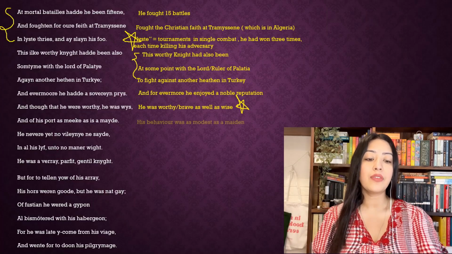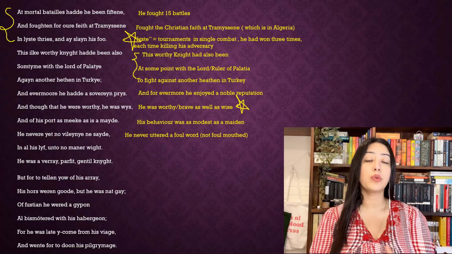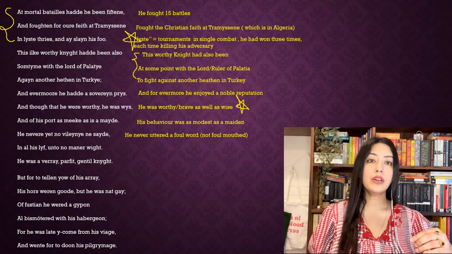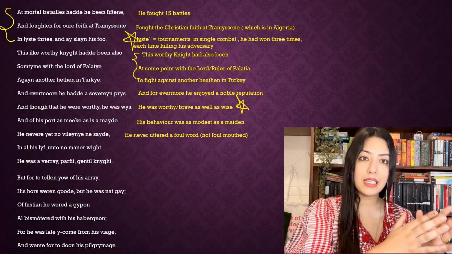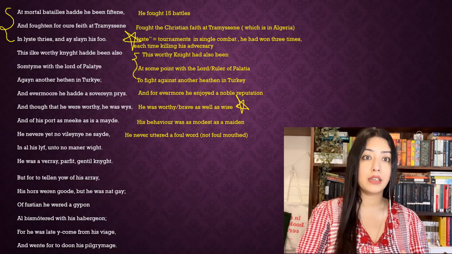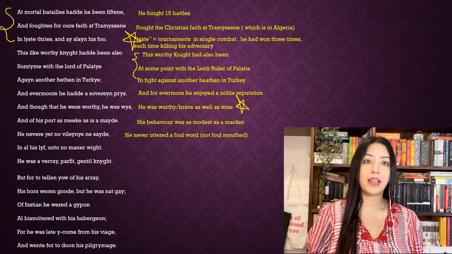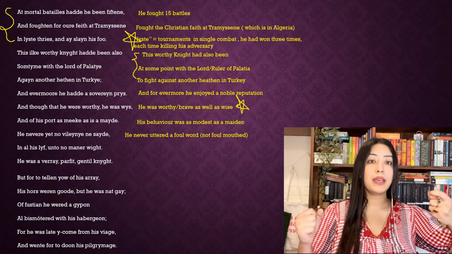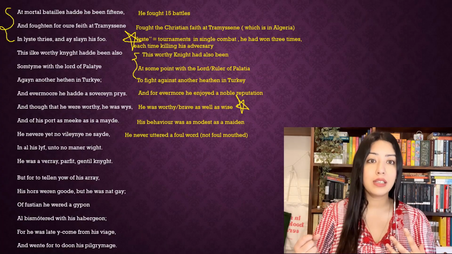So now he never uttered a foul word. His behavior was modest as a maiden. It means that he has never spoken wrongly, or he never did anything wrong, or even spoke anything in a wrong manner to anyone, no matter what. And that kind of elevates his character. That kind of gives us a sneak peek into his dignity, that he was a dignified person.